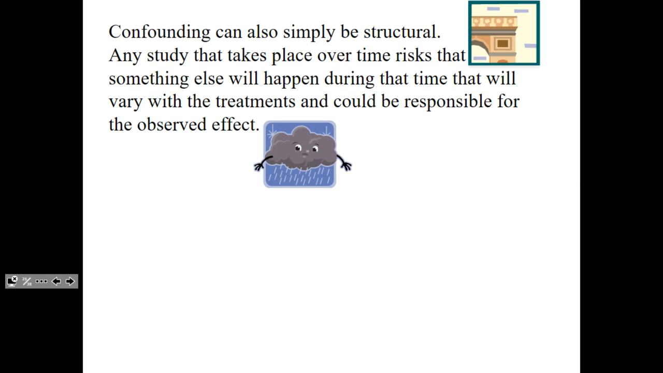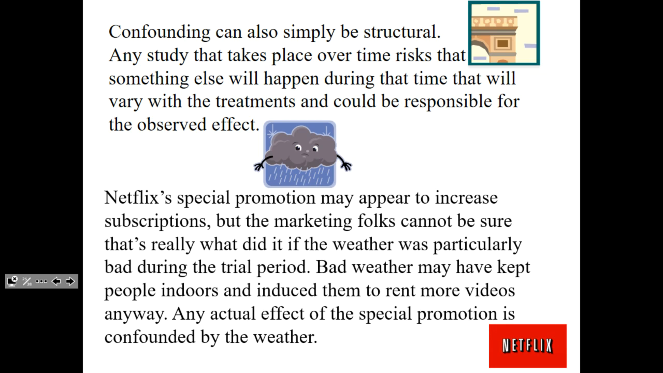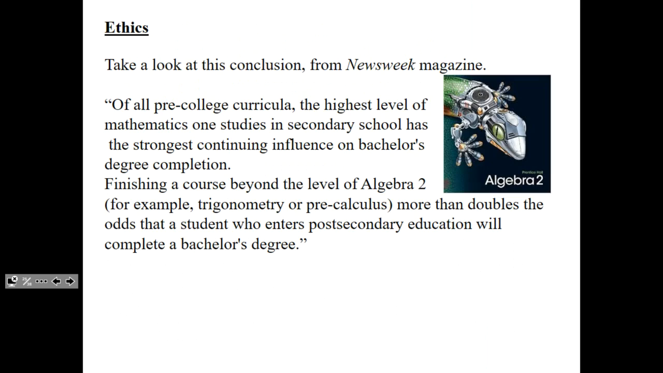Well, the special promotion didn't appear to increase subscriptions. It looked like it might have, but they don't know. What if the weather had just gotten bad? So everyone signed up, they stayed indoors, they rented a bunch of movies. The special promotion might not have done anything. Our effect was confounded by the weather. So confounding does not have to be something we introduced. It can be an external influence. We want to pay attention and see if variables have changed while we're doing our treatments.